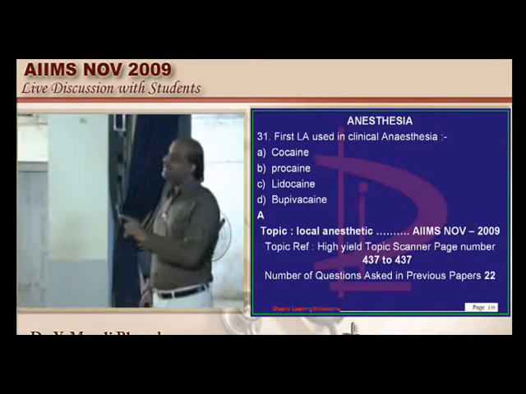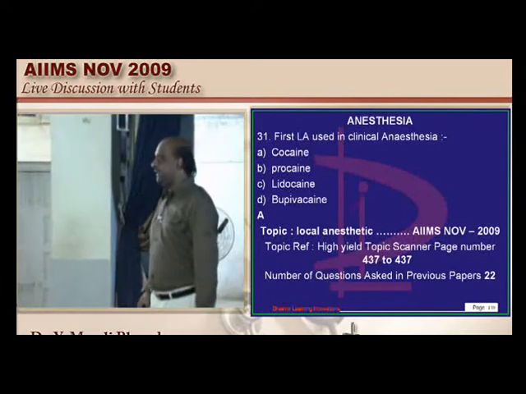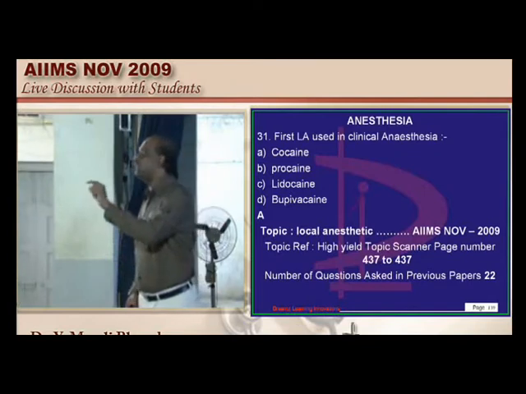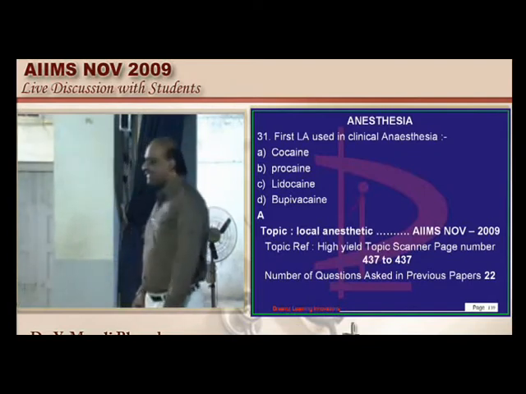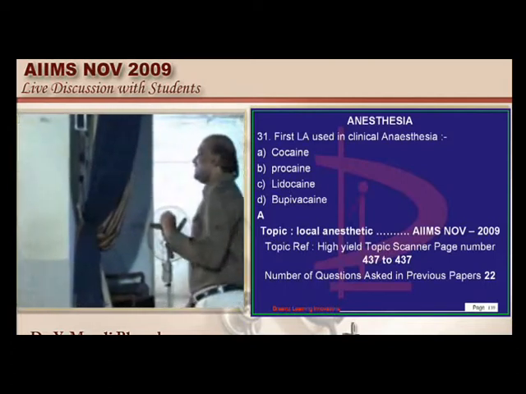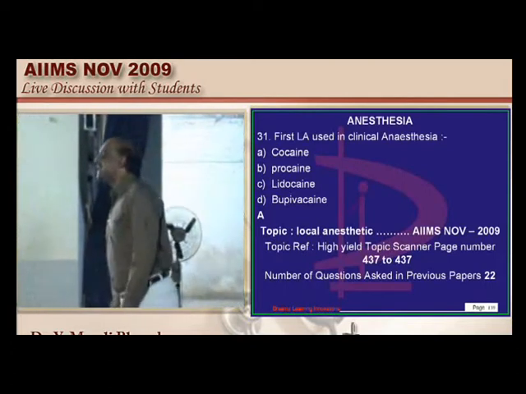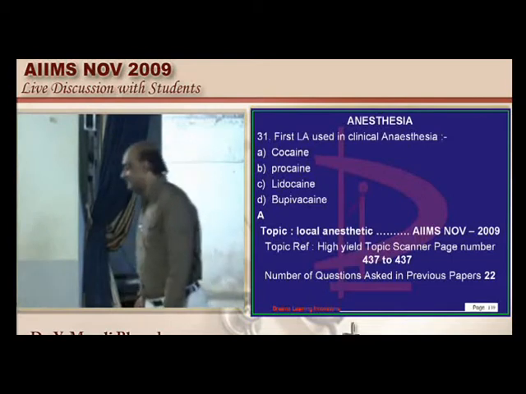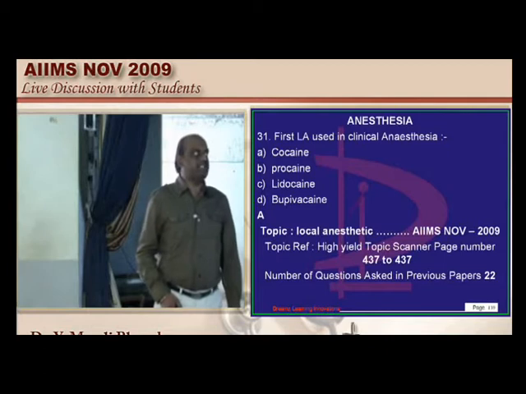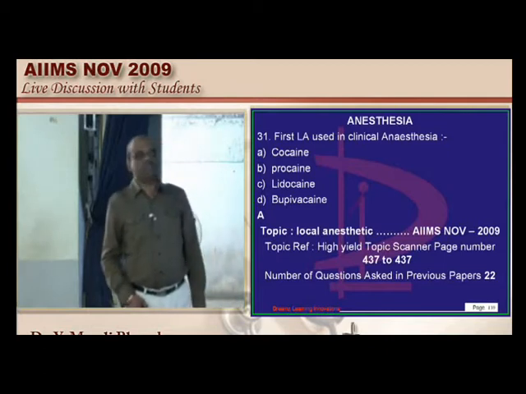And to crack AIIMS November, you should read the newspaper also. Why? The question was which discovery the Nobel Prize was recently given for. So finally it is a Bournvita quiz contest. It has very little to do with your MBBS academics. So that is the reason you should be sure, doctor, it is cocaine which is the first local anesthetic which was used.